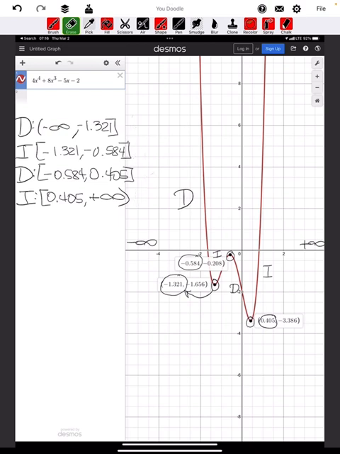All right, and the order does matter within an interval. You have to see negative infinity, comma, negative 1.32, or negative 1.321, comma, negative 0.584. You have to have it in that order, but you could group your intervals together, or you could separate them like I have here. This just makes logical sense to me. So remember I told you guys, as long as you have the right intervals, I'm not going to trip.